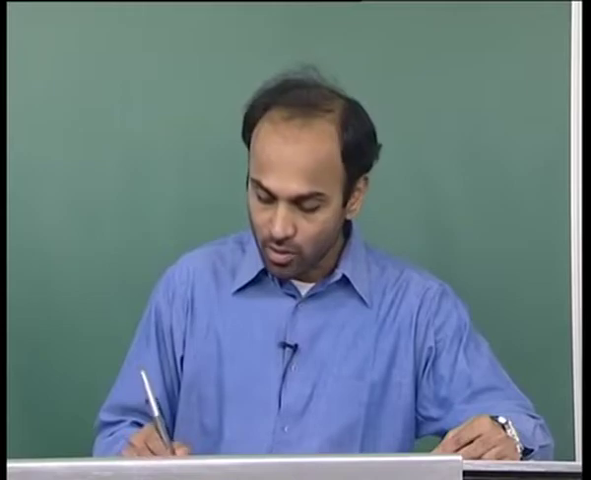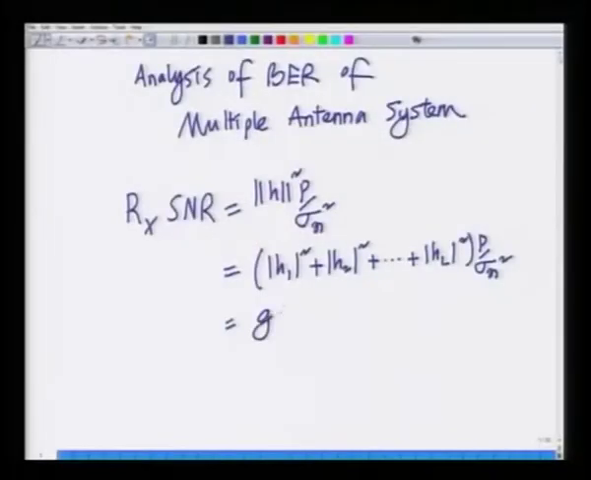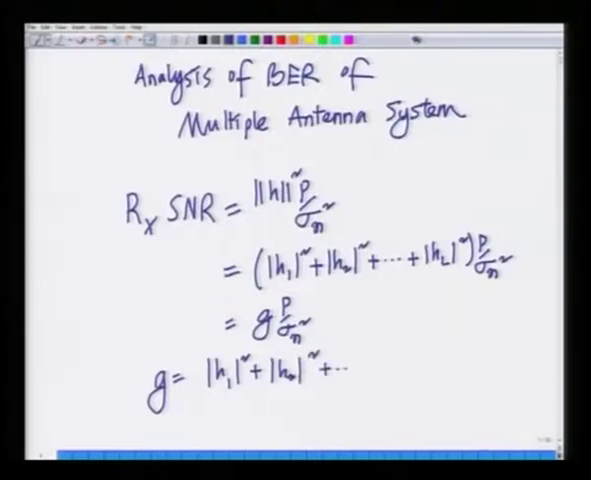All right, and this can also be represented as G times P over sigma n squared, where G is the overall gain of the channel, which is nothing but the summation magnitude h 1 square plus magnitude h 2 square, so on up to magnitude h L square.